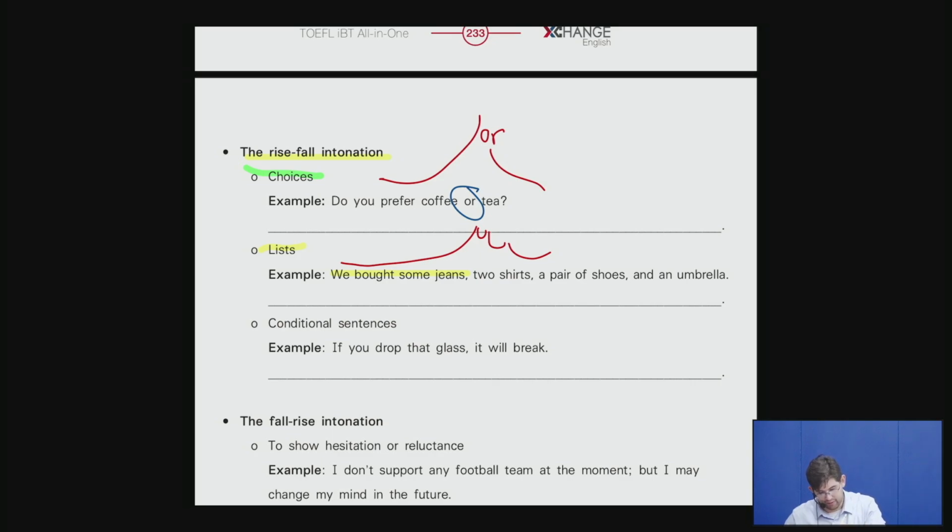Our next situation here is what we call conditional sentences. Any conditional sentence works in this situation because almost every conditional sentence is kind of 2 sentences put together. So we have, if you drop that glass, right, our statement from above, if you drop that glass, it will break. And right there on that comma. So if you drop that glass, it will break. We go up and we come down. There's a consequence to this, and there's a fallout to it.